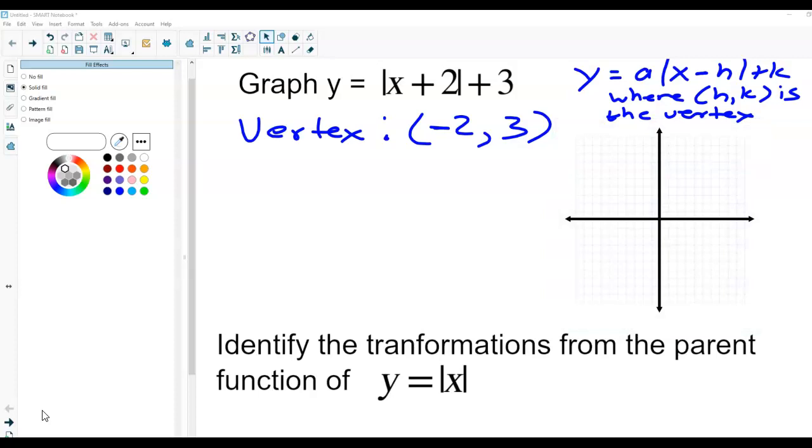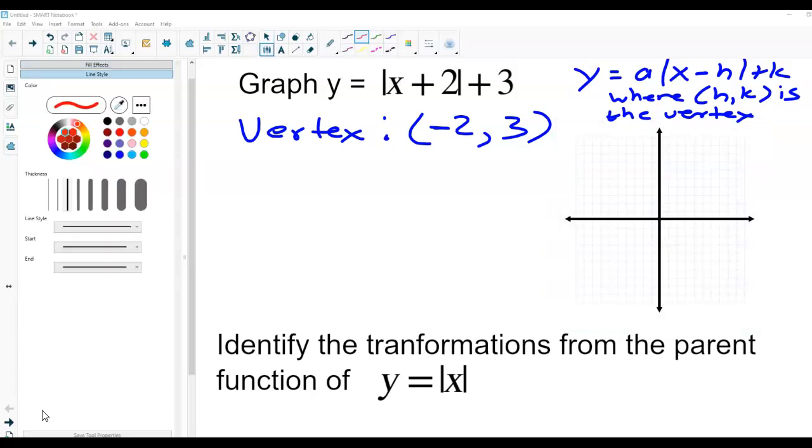Okay. Now, unfortunately, my graph is going to be tough to see. We'll do the best we can with it. All right? But my vertex is (-2, 3), which means I'm going left 2, over 1, 2, and then I'm going up 3. So that's where my vertex is, (-2, 3). You can plot that point on your graph.